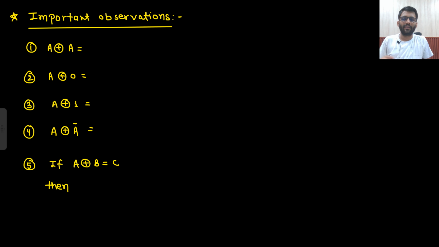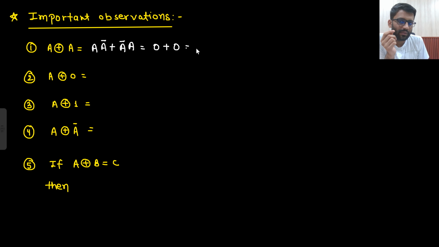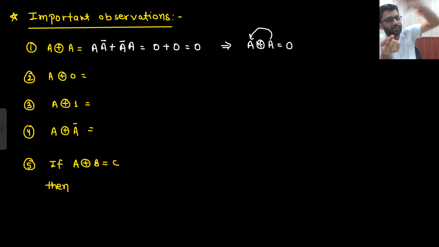Now, important observations that I have already told. A XOR A. So let's do it. First as it is, bar of the second one, plus second as it is, bar of the first one. So A into A bar, what would that be? I told this in the last lecture. A into A bar is 0, plus A into A bar is 0, that would be equal to 0. So A XOR A is equal to 0. How will you remember? A goes in here, so 0 is left.